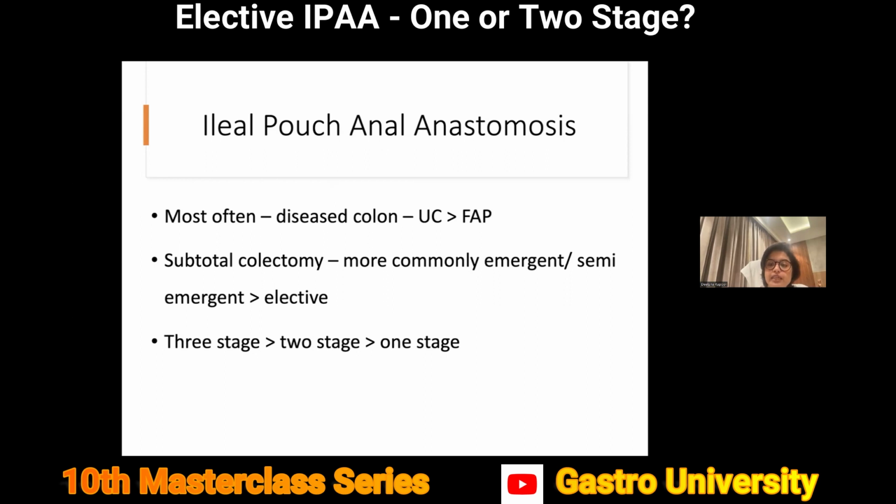Whenever we are operating in a semi-emergent or emergent setting, we end up doing a subtotal colectomy, and that leaves us open with the option of either proceeding with a 3-stage procedure, that is a subtotal colectomy followed by a completion proctectomy, a pouch, a stoma followed by stoma closure, or a subtotal colectomy followed by a completion proctectomy and pouch without a stoma. So we can have an option of a 3-stage or a modified 2-stage. But another way to look at it is whether we are looking at a 3-stage, 2-stage, or a 1-stage procedure, the 1-stage procedure being the most uncommon kind of staging that's done.